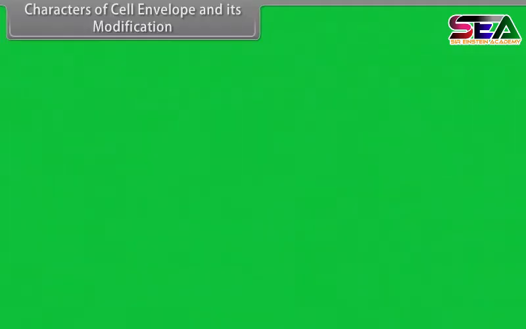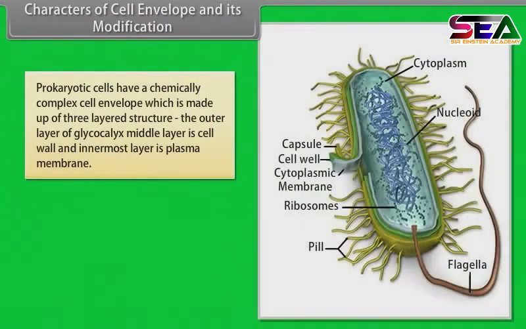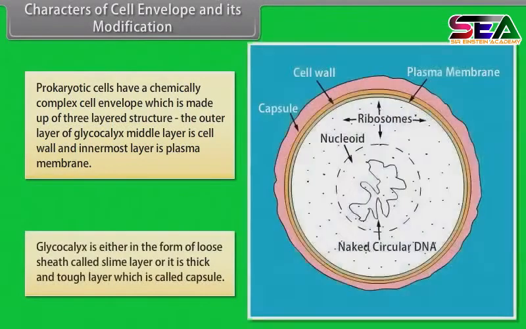Characters of cell envelope and its modification. Prokaryotic cells have a chemically complex cell envelope, which is made up of three-layered structure. The outer layer is glycocalyx, middle layer is cell wall, and innermost layer is plasma membrane. Glycocalyx is either in the form of loose sheath called slime layer, or it is thick and tough layer which is called capsule.